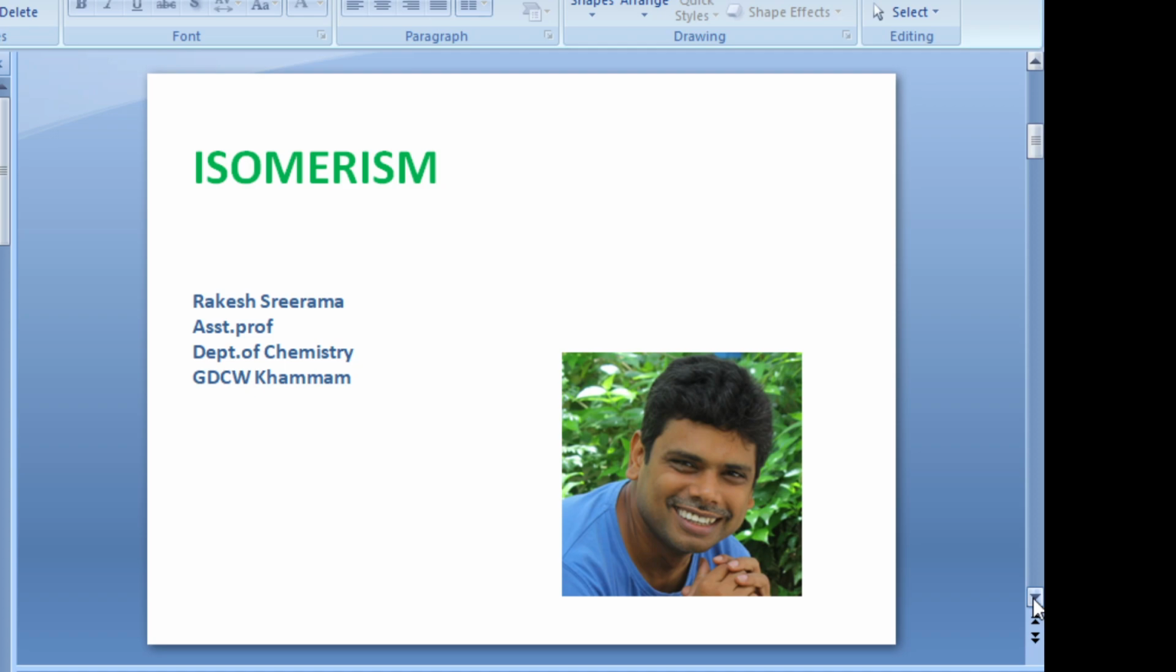where iso stands for same or equal and mer stands for unit. So equal units are equal in some aspect. Here that one is usually molecular formula would be same. So the word isomers can be split into iso, which means equal, and mer is part, equal part in something. This was coined by Berzelius.